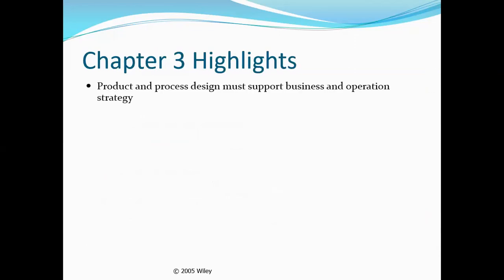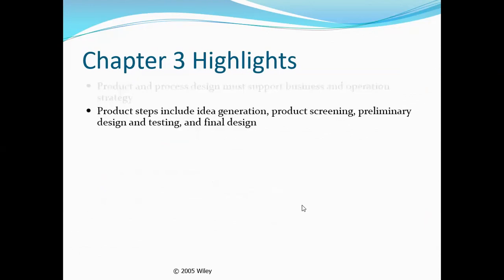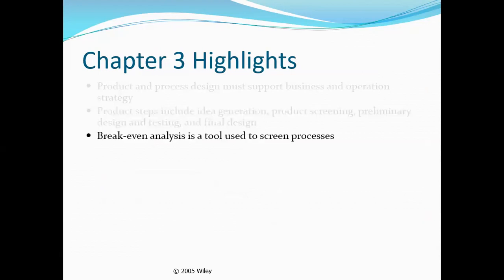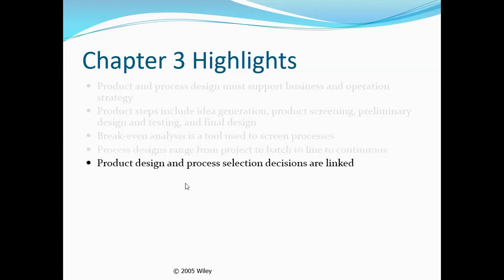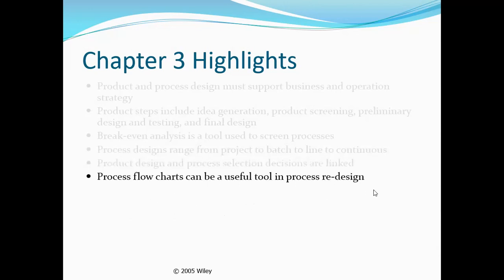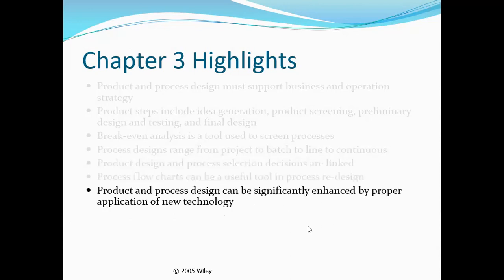So for chapter 3, the product or process design has to support business operation strategies. And the steps include idea generation, product screening, preliminary design and testing, and then final design. And the break-even analysis tool is used to screen the processes to see which one is more feasible. And then the process design ranges from project to batch to line to continuous. Product design and process selection decisions are linked. And the flow chart can be a useful tool for process re-engineering, redesign.